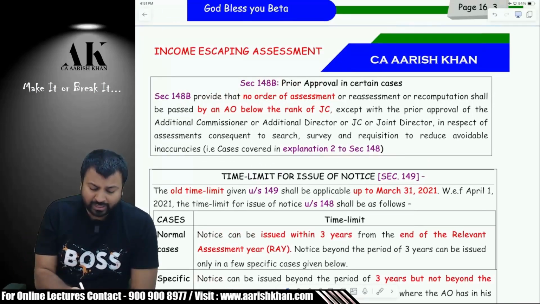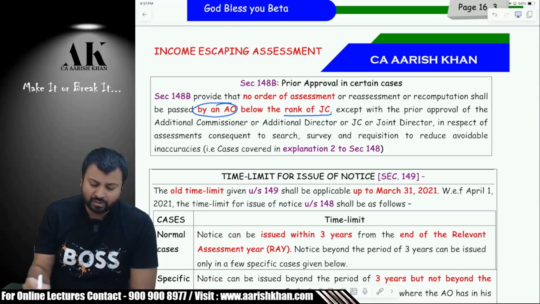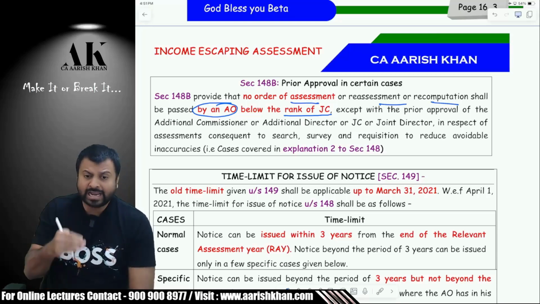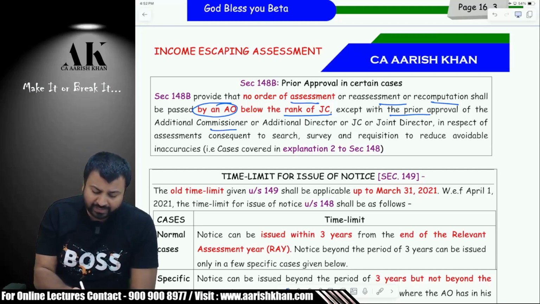If an order has to be passed below the rank of JC. No order of assessment or reassessment or recomputation shall be passed by the AO below the rank of JC, except with the prior approval of the additional commissioner, additional director, joint commissioner, or joint director, if it is related to search, survey and requisition of books of accounts.